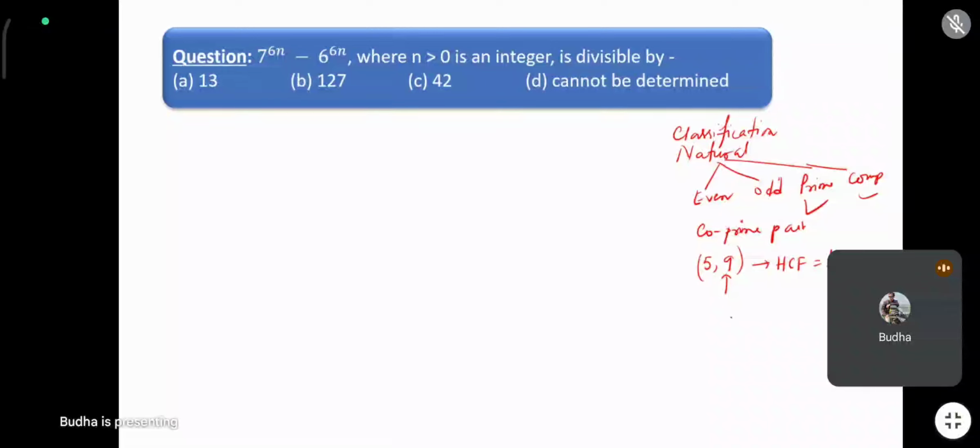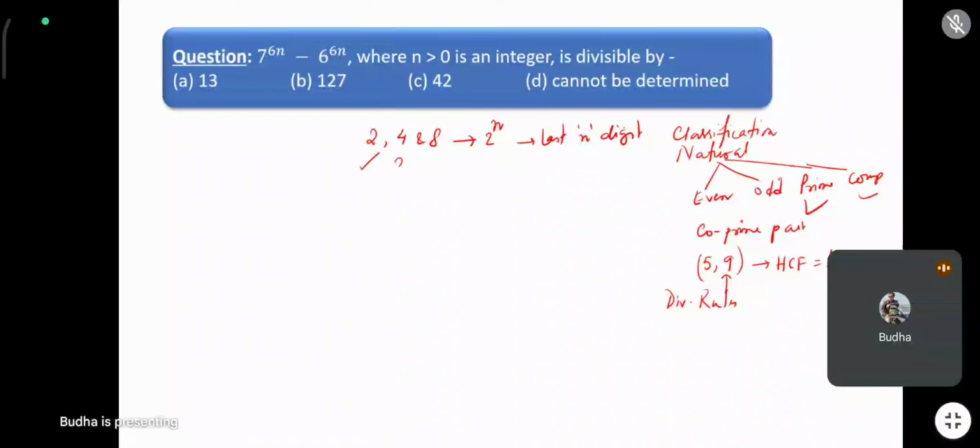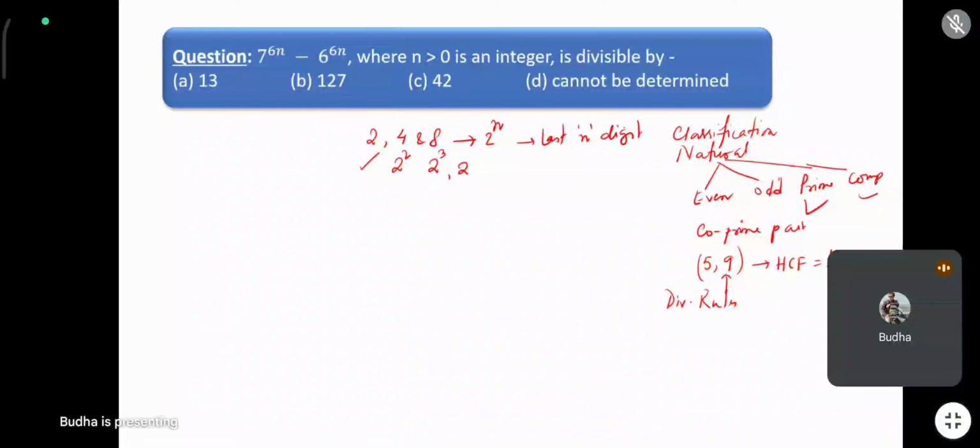Then we have seen the divisibility rules. So what was the rule? I'll do a quick revision. For 2, 4, and 8, they all have a similar pattern, right? The pattern is, if the number is of the form 2 raised to power n, then we check the last n digits. How to check whether a given number is divisible by 2 or not? We check the last digit. For 4, we check the last 2 digits because it's 2 square. For 8, it is 2 cube. For 16, I'll check the last 4 digits and so on.